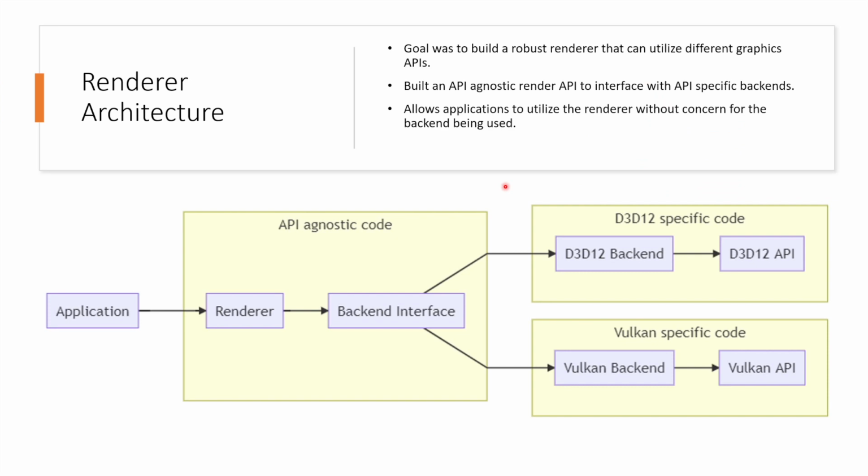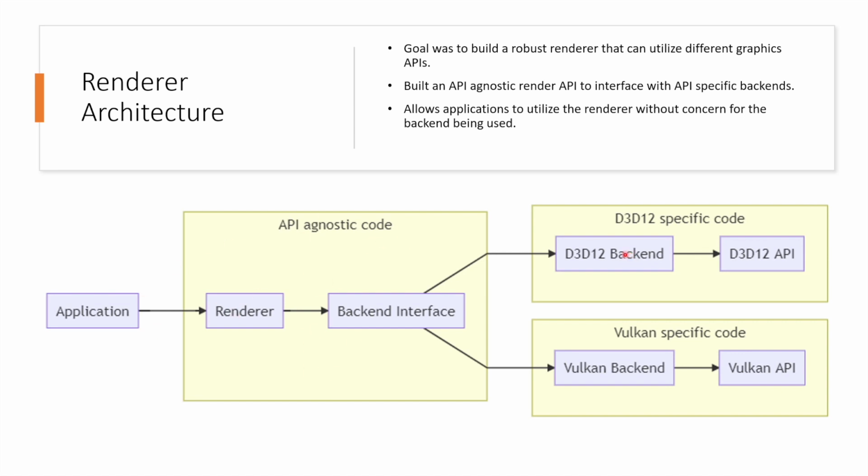Now, the project, or at least the applied portion of the project, was to build a renderer with C++ and Vulkan. And so the idea was to build a robust renderer that was composed of an API-specific portion and an API-agnostic portion, with the idea being that the API-agnostic portion would be what applications interact with, allowing for the backend to be swapped out without changing any of the rendering code.